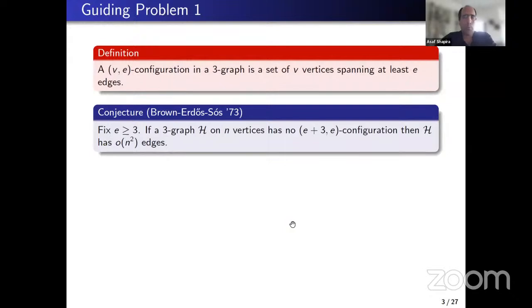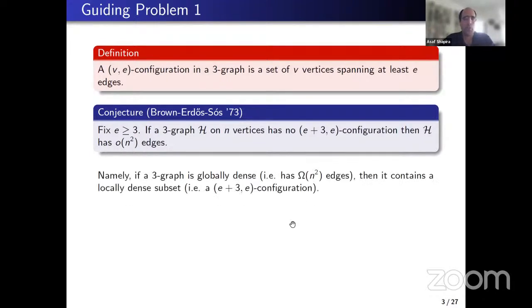One of the central open problems in extremal combinatorics is the Brown-Erdős-Sós conjecture from the early 70s. It says that you fix a number of edges e, which is a small integer. And the conjecture is that if a 3-graph has no (e+3, e) configuration, meaning e+3 vertices with at least e edges on them, then this graph is sparse, meaning it contains o(n^2) edges, where o(n^2) means a quantity that is asymptotically less than n squared.